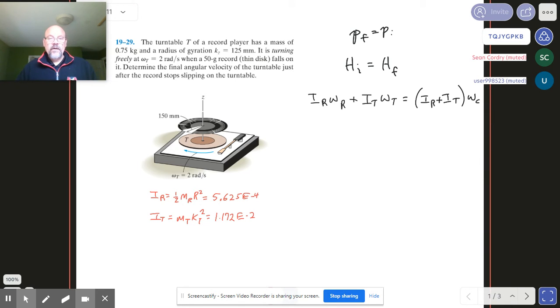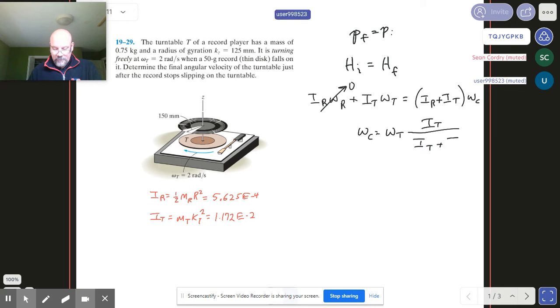Now, in our particular problem here, the record actually has no angular velocity to begin with. So we're going to toss that term, and then we're going to do a little bit of algebra here to figure out what's the final angular velocity, and we're going to say it's the initial one times I_T over I_T plus I_R.